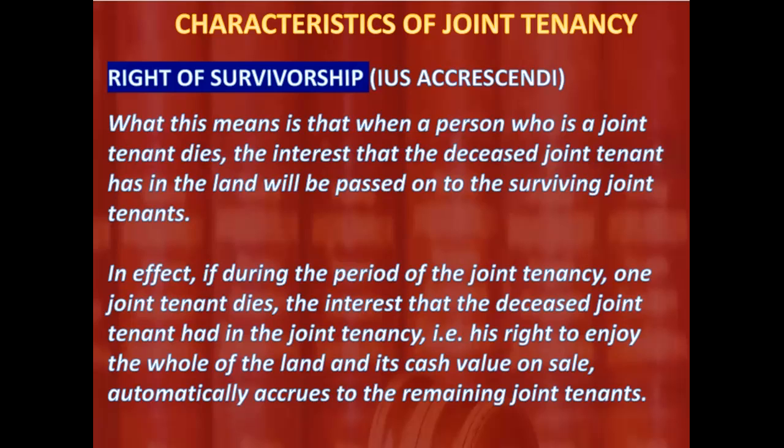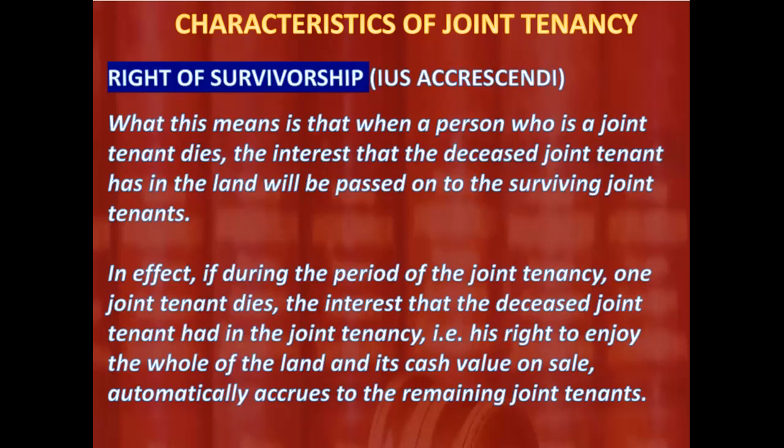In other words, if you have a property that is owned by four people as joint tenants, with each of them having a stake in the property as a joint tenant, it means that if one joint tenant dies during the existence of the joint tenancy, the surviving joint tenants, that's the three remaining people, would each take a share, and the interest that belonged to the one who has died would accrue to the remaining three people.